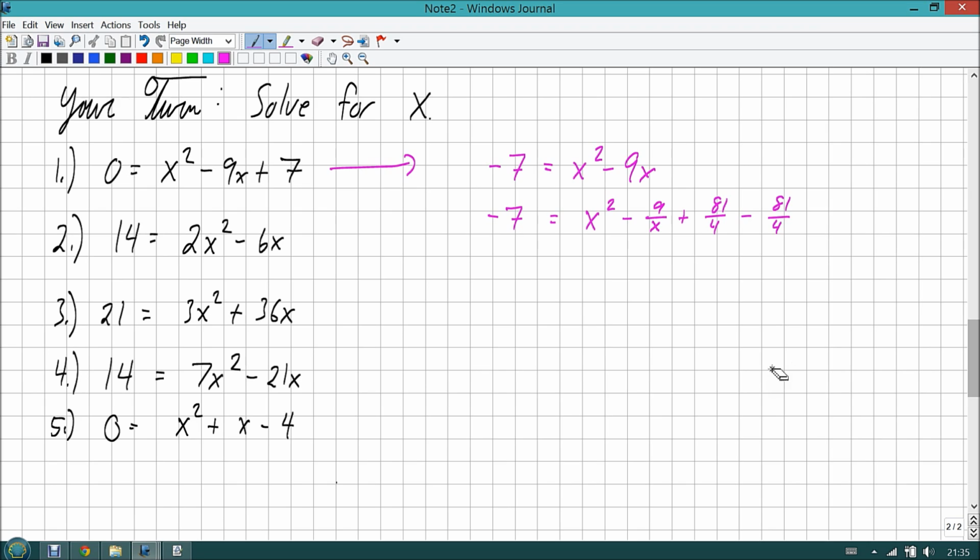So to turn 7 into something over 4 would be 28 over 4. So I have negative 28 over 4 plus 81 over 4 on the left, and over here I have x minus 9 over 2, sorry, x minus 9 over 2 squared. Doing some fancy arithmetic, let's see, 81 minus 28 is 53 over 4.